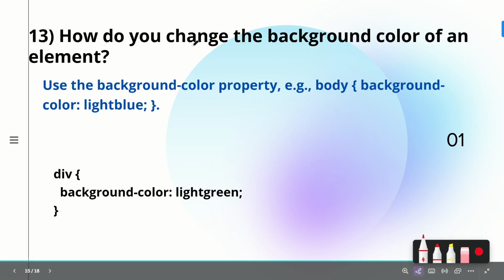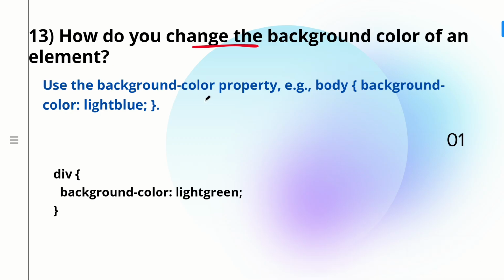Our 13th question is, how do you change the background color of an element? We have a CSS property which is similar to how we normally write it in English. We write background and color. This is how we say it in English, right, if we want to change the background color. Similarly in CSS we have exactly the same phrase, background color, but in between, instead of a space, you have to give a hyphen. So you can make use of the background-color property.